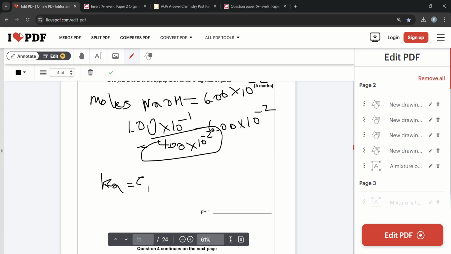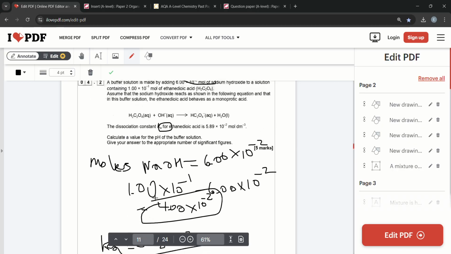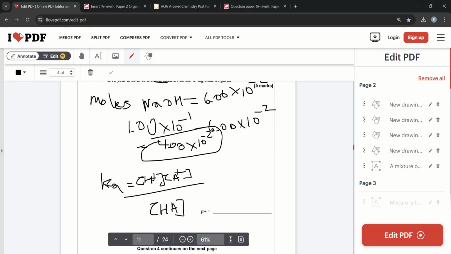So Ka is equal to [H+][A-] over [HA], where the square brackets represent the concentrations. What we're trying to find is pH, so we need H+ ions. Rearranging, [H+] is equal to Ka times [HA] divided by [A-]. Substitute the values in.